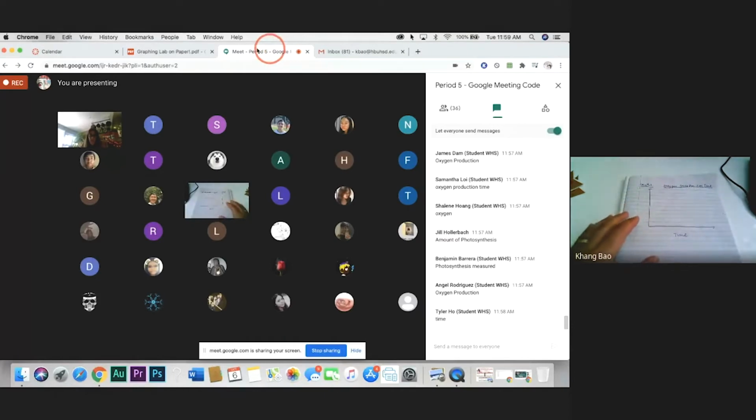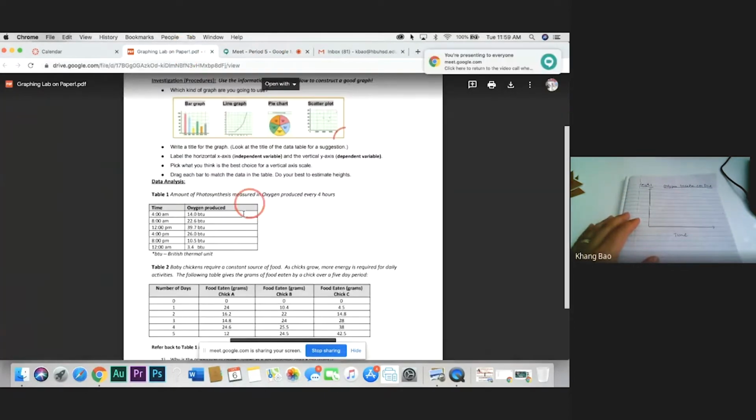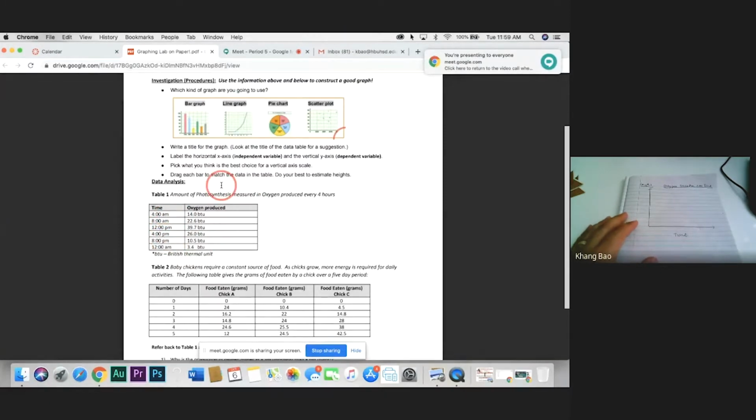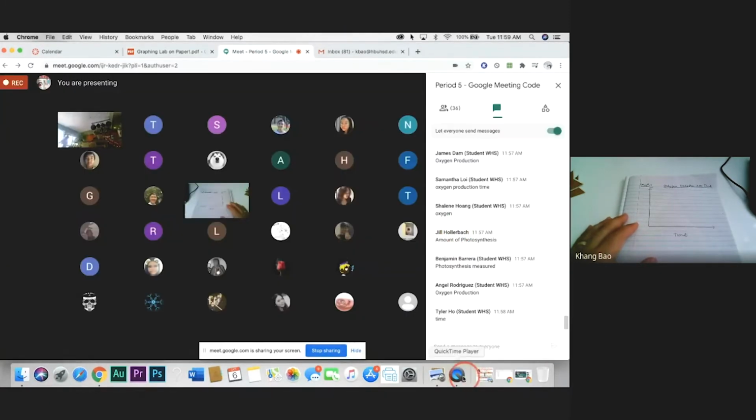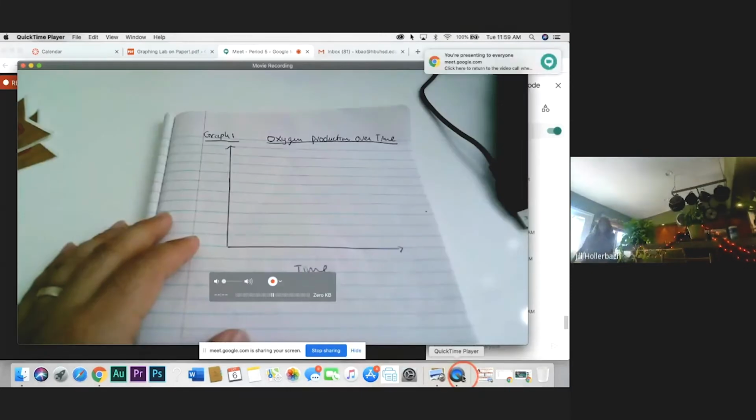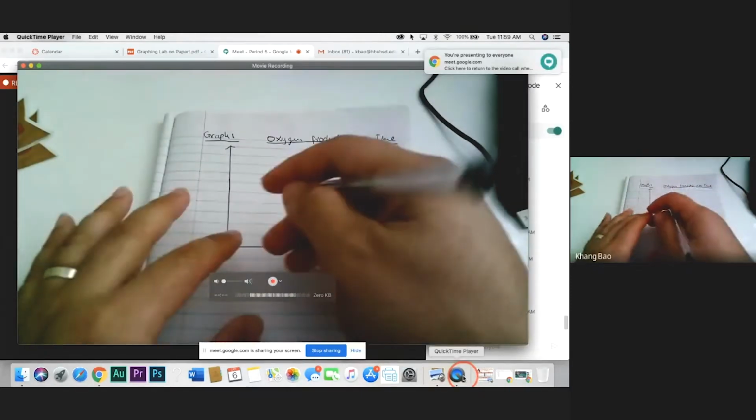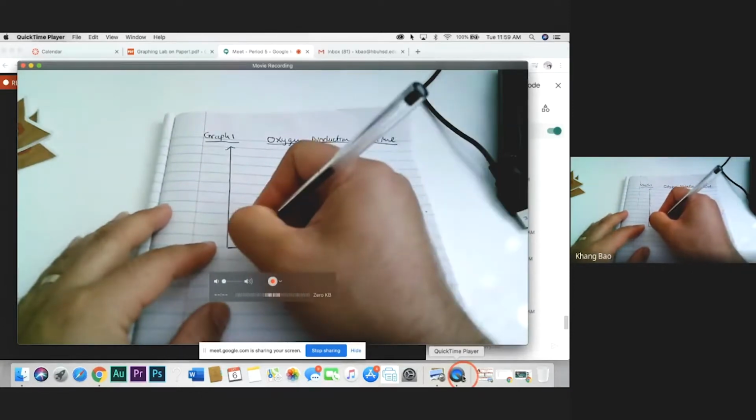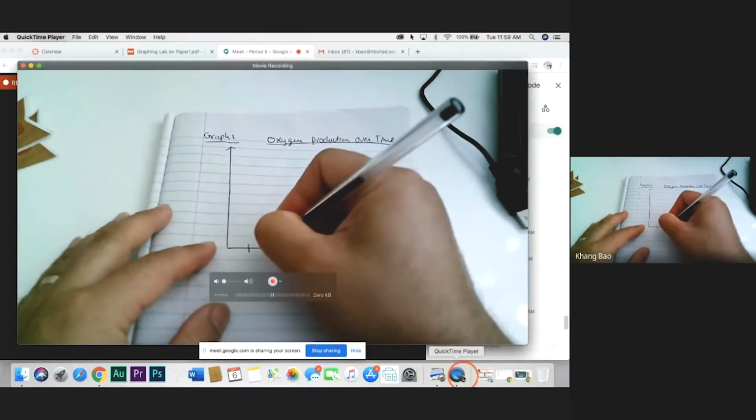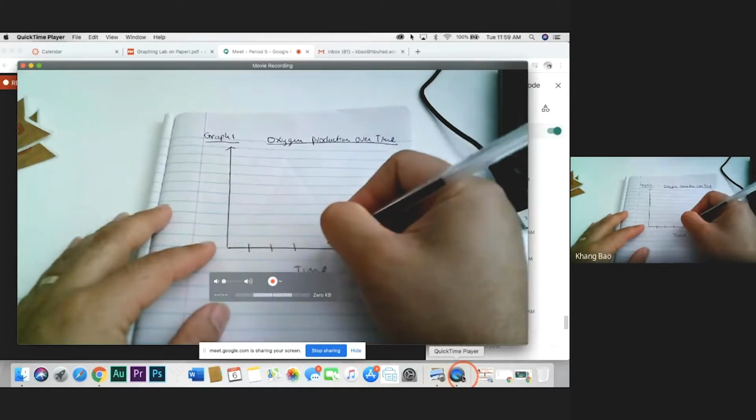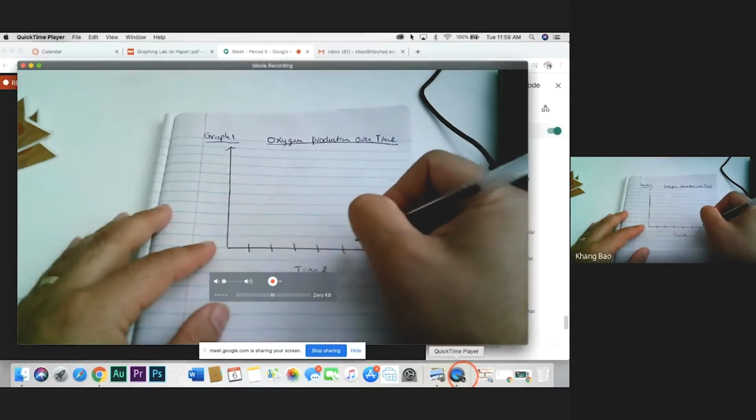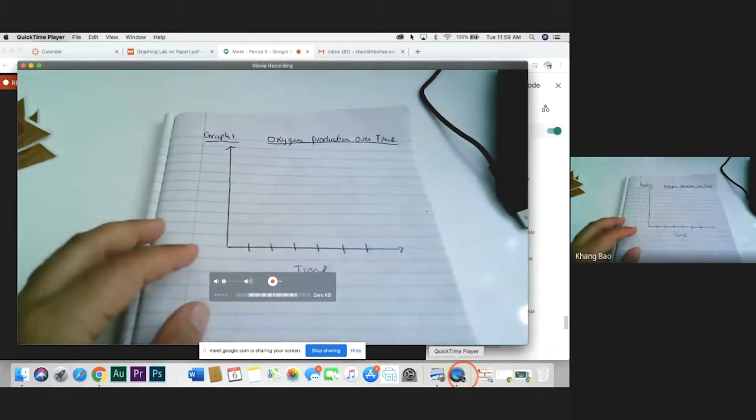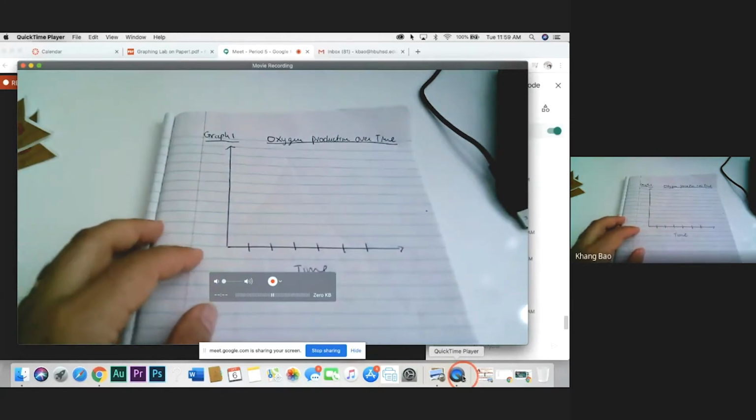Time. And if I look at my graph, how many different times are there? 1, 2, 3, 4, 5, 6. So there are 6 different times. I'm going to equally space it out. Don't put all 6 lines here, but I'm going to divide it into six lines. 1, 2, 3, 4, 5, 6. There you go.